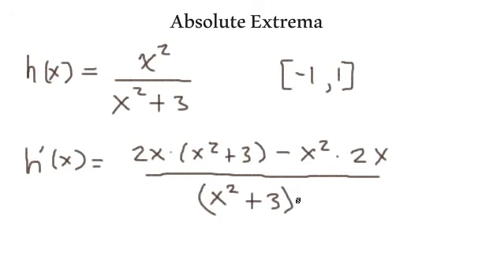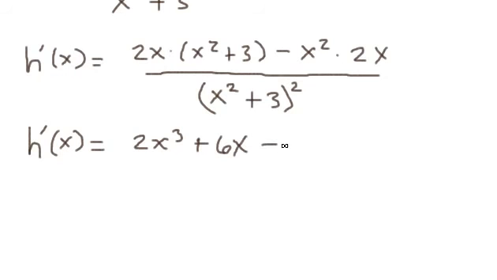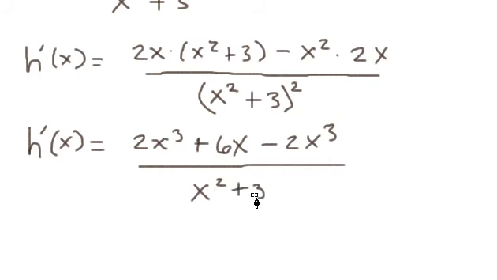Okay. And then of course we square the bottom. Now let's simplify this guy down. So we got h prime of x is equal to, so this is going to be 2x to the third plus 6x minus 2x to the third, it looks like. Yeah, and then that's all over x squared plus 3 squared. So we can cancel some things out.